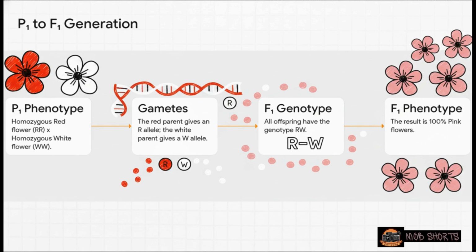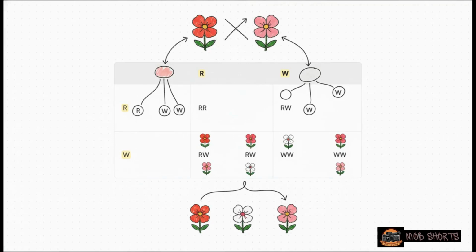Easy enough. Through meiosis, the red parent can only make gametes with an R allele, and the white parent can only make gametes with a W allele. So, when they cross, every single one of their offspring, the F1 generation, will have the genotype RW. And what's their phenotype? You guessed it, 100% pink, the blend. So what happens if we take two of those pink F1 flowers and cross them with each other? Our cross is now RW times RW. Let's pump this into a Punnett square to see all the possibilities for the F2 generation.